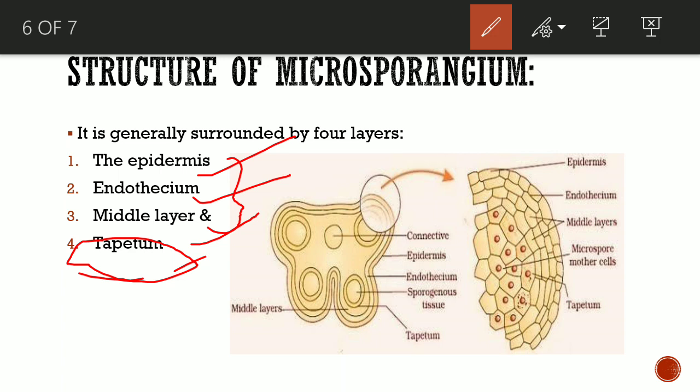Now, what are sporogenous tissues? When the anther is young, a group of compactly arranged homogeneous cells called sporogenous tissue occupies the center of each microsporangium. The cells of sporogenous tissue are called microspore mother cells.